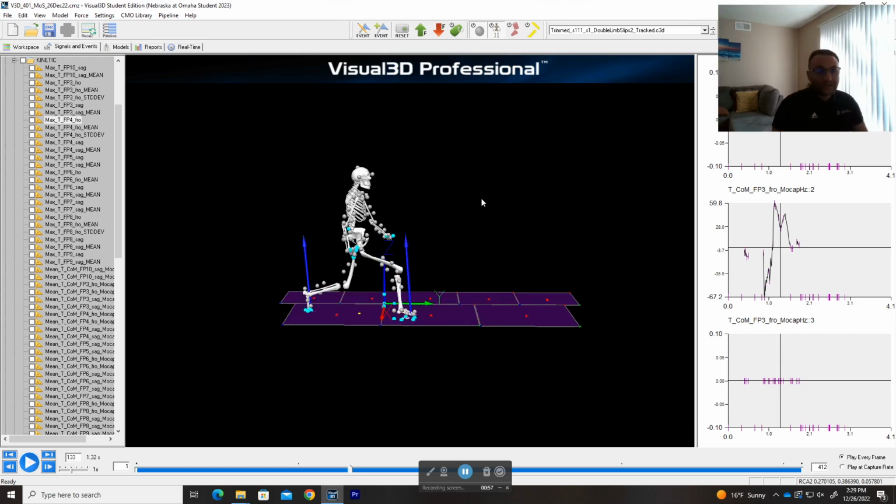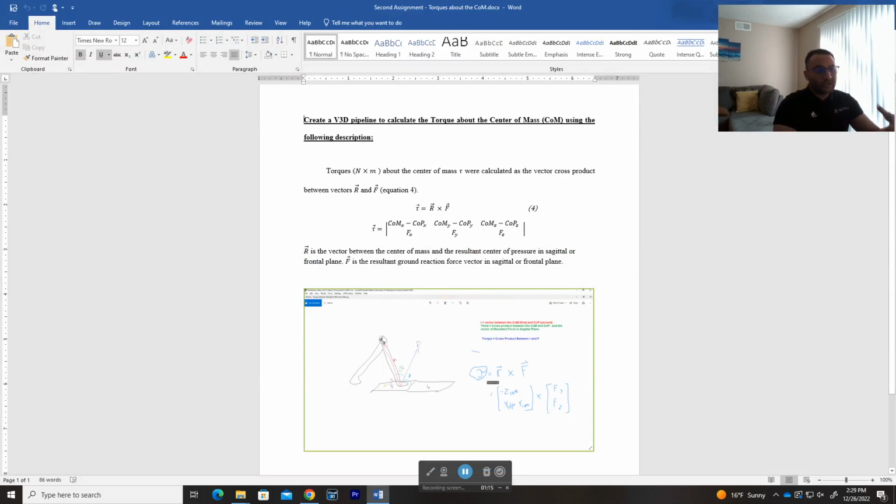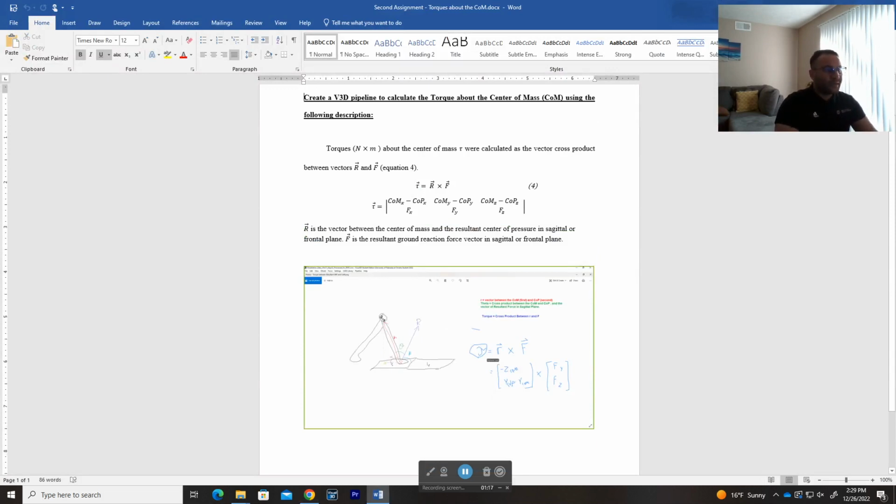Alright, so this is going to be the answer for the second assignment on how to calculate torques about the center of mass. Obviously, if you're watching this, I assume that you know how to calculate torques about the center of mass, and if you don't, I gave you specific instructions. But to calculate it biomechanically using kinetic data, I just take the cross product between the ground reaction force vector and the r vector, the moment arm vector, which is the vector between the center of pressure and the center of mass.